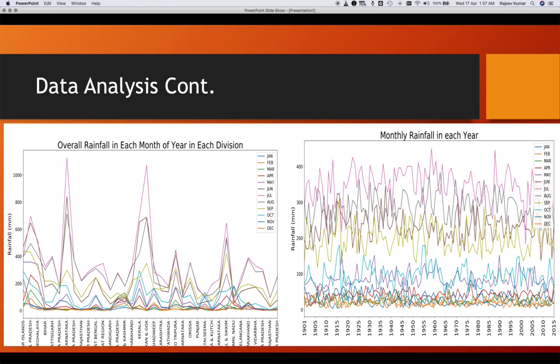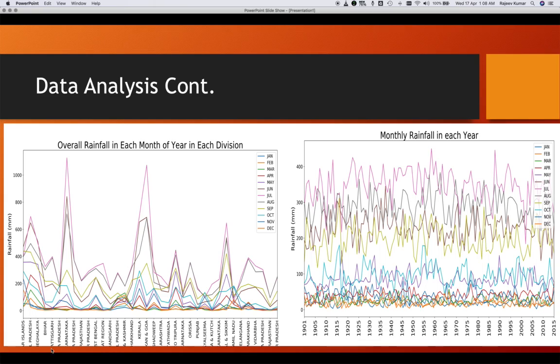Now, as we infer from the zero analysis, when we plot this data graphically, we see that the purple one is July, then again June, and then after that the brown one. So June, July, August and September are the four months where the rain volume is highest. The y-axis I have divided by 10 to reduce the scale.